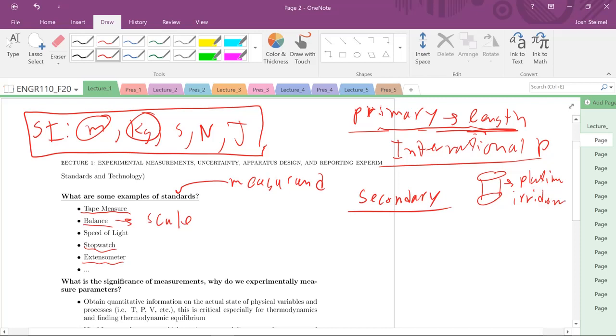So it was just this one prototype, this one sample, and everything else, all the secondary standards in the world, a balance, scales, everything else that measured essentially weight or mass, was calibrated based on this one sample. What's the problem with that? Well, if we destroy that sample, we're in really big trouble, right?